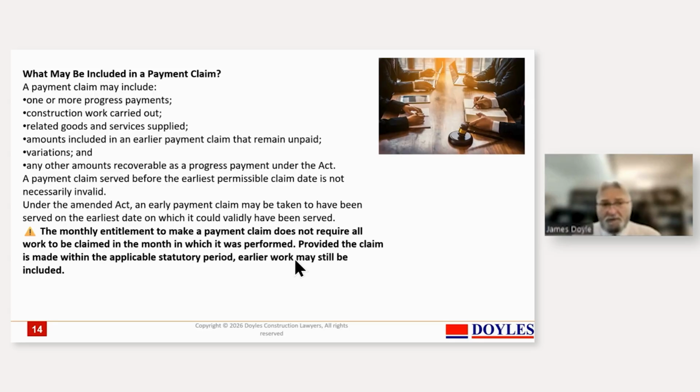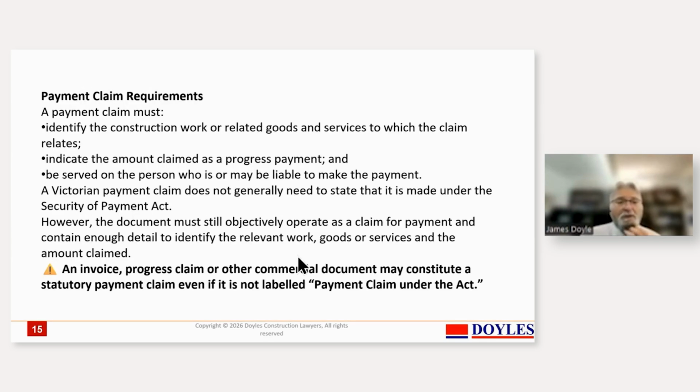And then the situation is that a payment claim before the earliest permissible claim date is not necessarily invalid. The situation is it may be taken to have been served on the earliest date that it could have been served. So there's a bit of a saving for the contractor who's jumped the gun. The claim will take effect effectively from the last day of the month. So the situation is that that's broadly what you've got to include in a payment claim. But of course, you should also look at the content of the payment claim. That's the sort of timing of it.